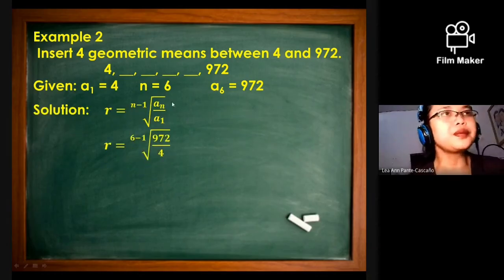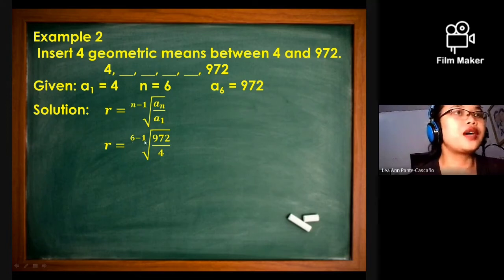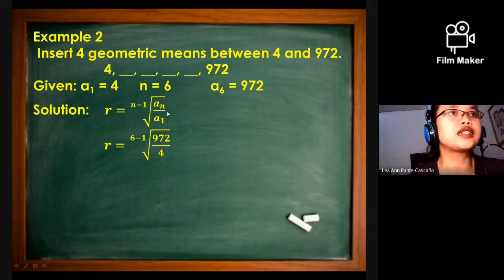So, ito po yung formula ulit. Substitute. N is 6. So, N minus 1. So, that is now 6 minus 1. Last term, 972. First term is 4.